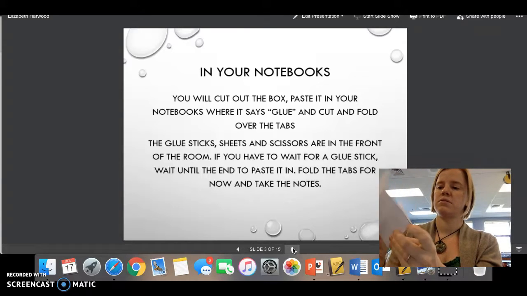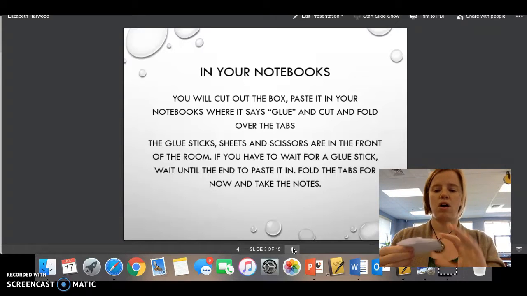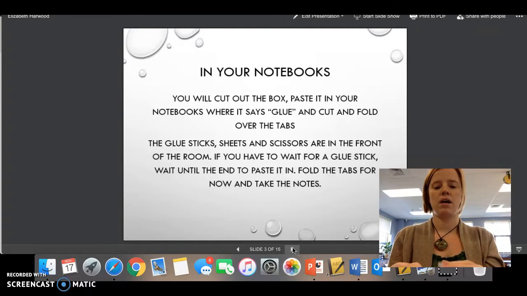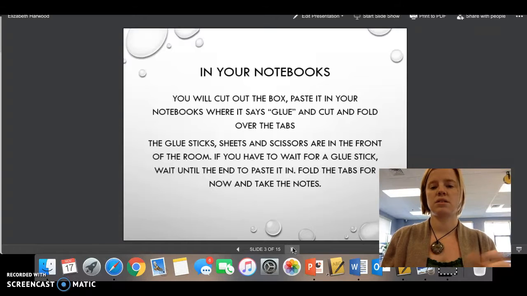all 4 tabs. Yours is going to be a little different than mine, a little better than mine. All 4 tabs are going to be like that. The glue side's going to be down in your notebook, and then you'll be able to open the tabs like so. Okay? Glue sticks and sheets and scissors are in the front of the room.